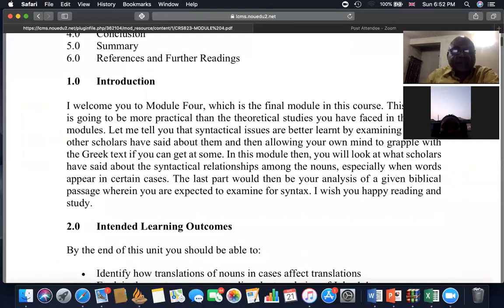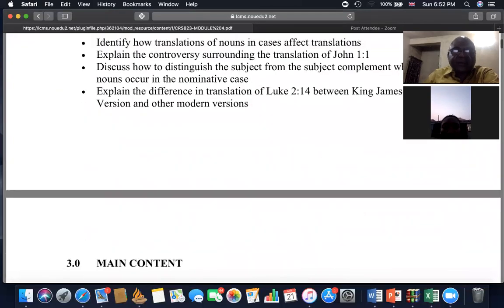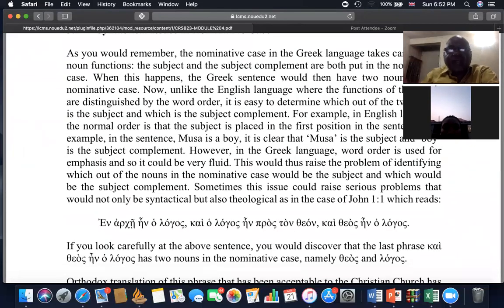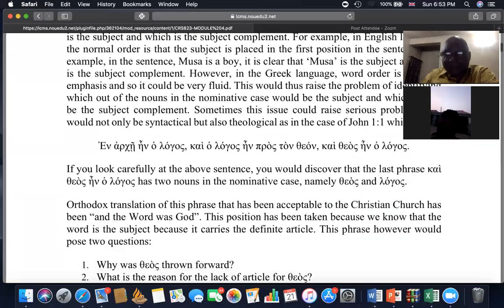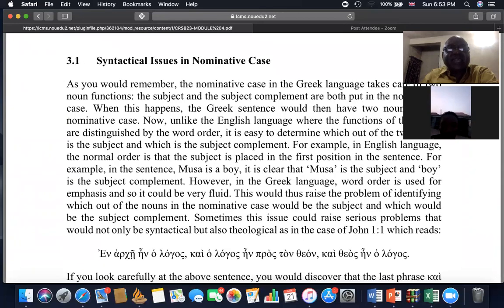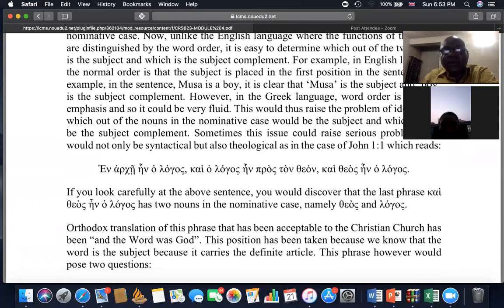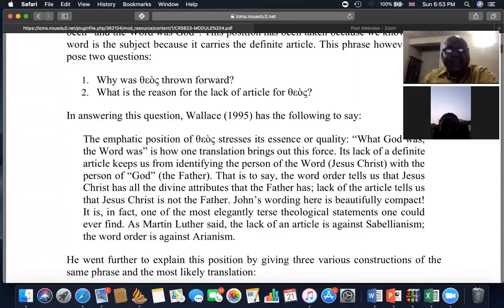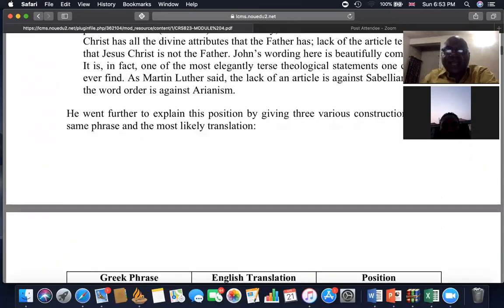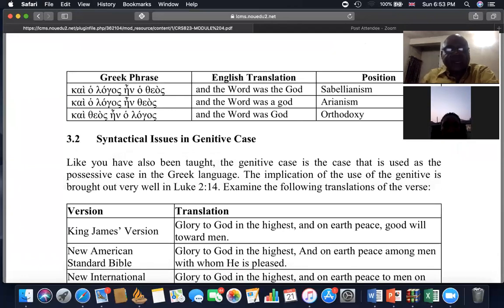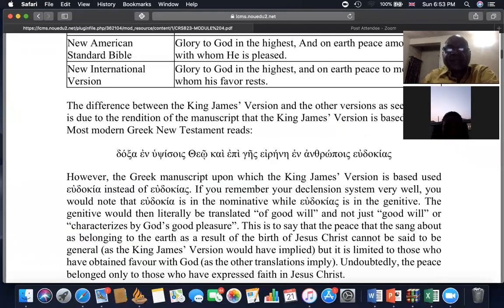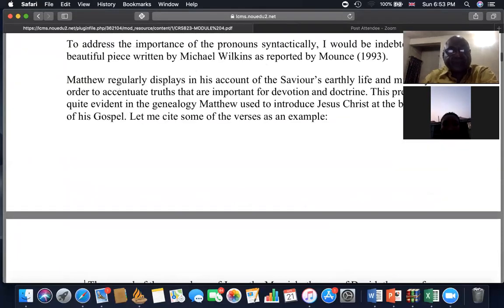But I'm not going to give you any syntactical things. Now, we talk about the anathros construction. Study these syntactical issues in the nominative case. En arke en o logos, kai o logos en pros ton theon, kai theos en o logos. I think this should be the case. Everything here is an explanation of the anathros construction and its implication for translation. Take a look at that one alone.